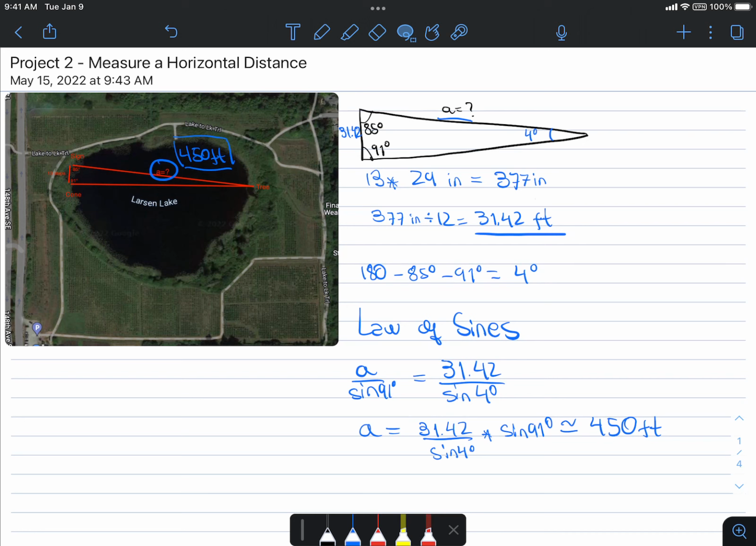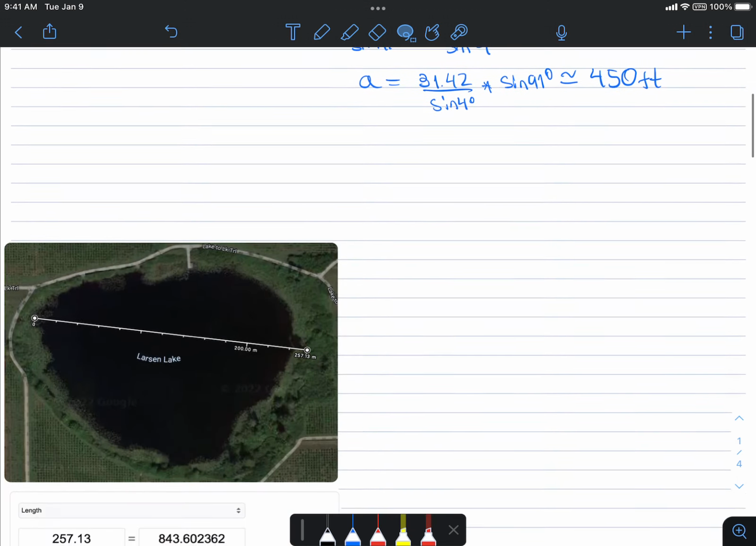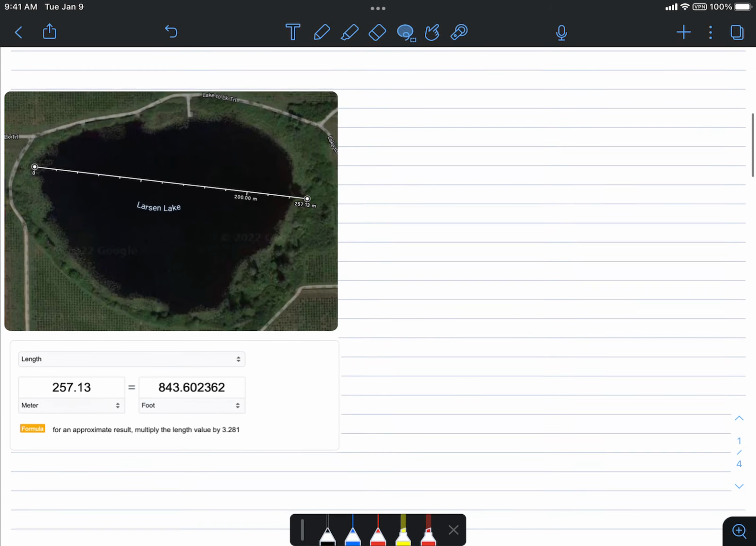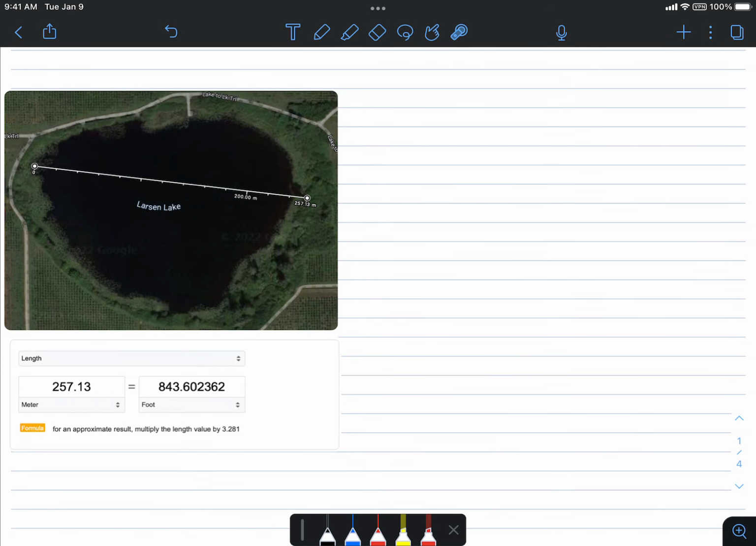Now this is all good until I try and compare my calculation with another measurement from someone else. So I went online, and on Google Maps I measured that this distance is actually about 257.13 meters, so 257 meters, 13 centimeters. If you convert that to feet, you get 844 feet more or less.